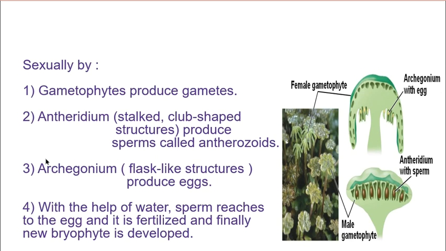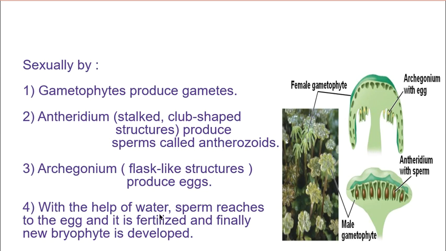Anthrozoids. Fine. The second structure is archegonium. It is a flask-shaped structure that produces eggs. Now this is archegonium. You can see how the structure is. It is just like a flask. Fine. And archegonium produces eggs in the sacs.